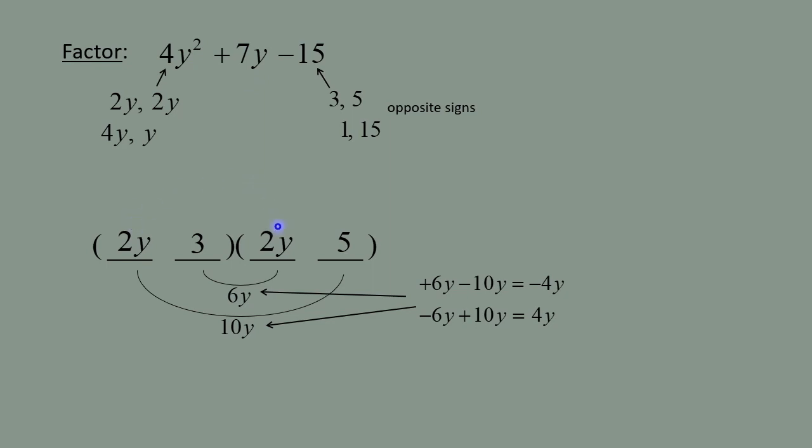Since the first terms here, 2y and 2y, are the same, switching the order on the 3 and the 5 will not make a difference. We'll get the same possible middle terms. That means that the 3 and the 5 will not work with the 2y and the 2y. So now we need to try 1 and 15.